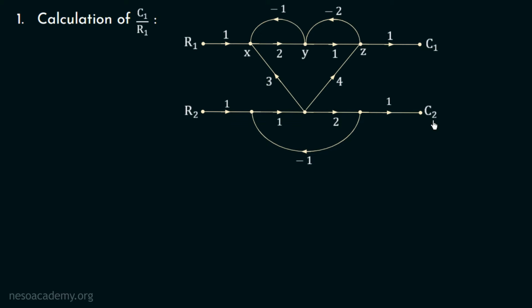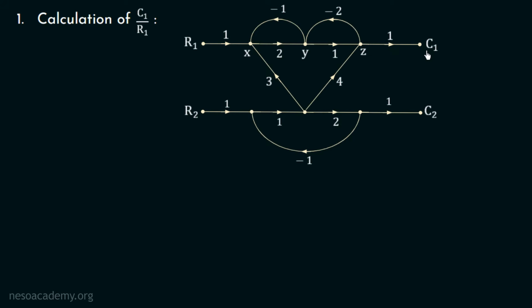Now, I want you all to observe this signal flow graph carefully and identify the forward path. We need to start from the input R1 and move till the output node C1. Yes, if we start from this node R1 and we move towards this node X, then if we move towards this node Y, then moving towards this node Z, and finally if we move towards this output node, then this will be the forward path. So the forward path of this signal flow graph will be R1, X, Y, Z, C1.